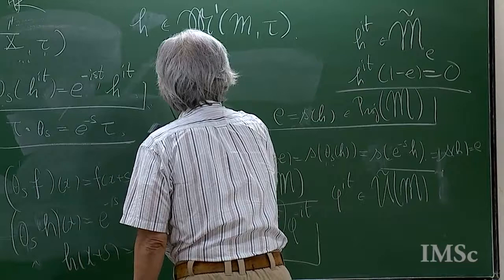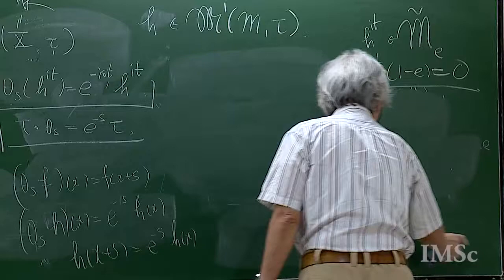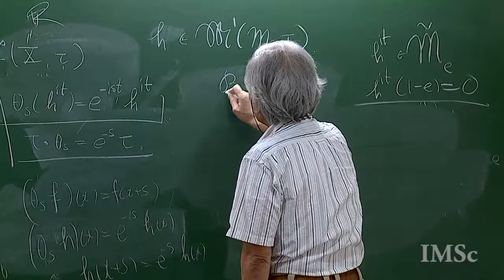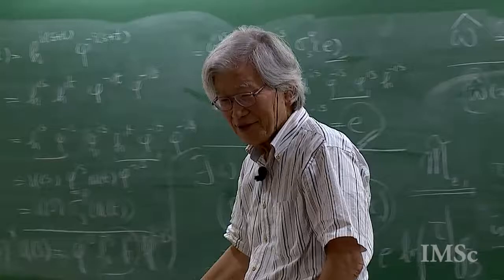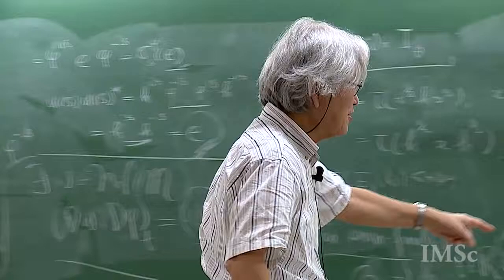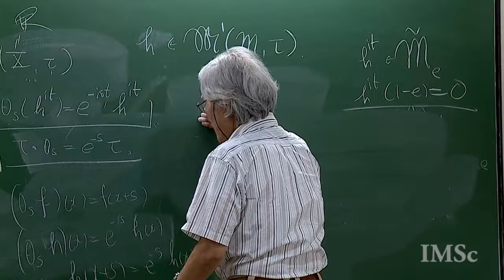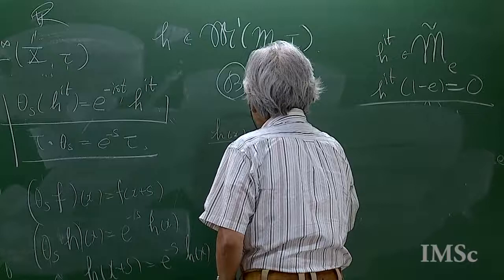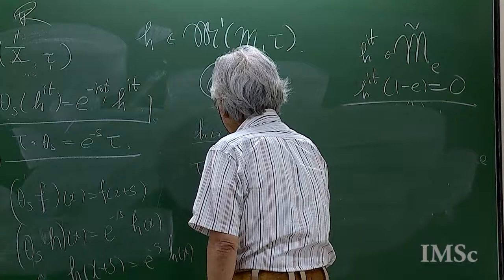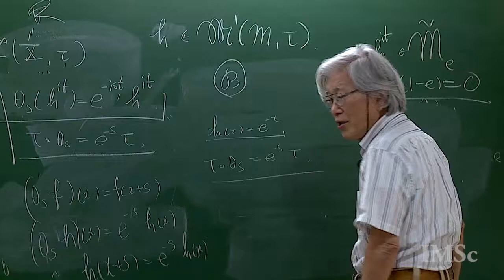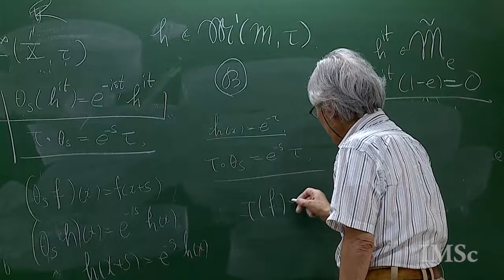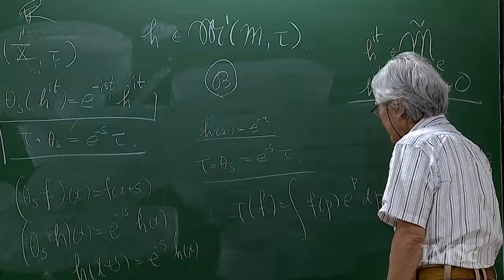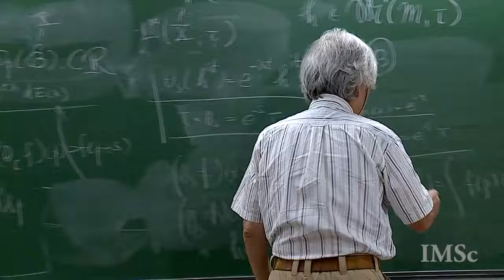So the von Neumann algebra you're considering, B, was indeed A. That's why I kept A. L infinity of the real line, indeed. And h is a function, h of x equal e to the minus x. Now, tau theta s equals e to the minus s tau. What is this tau? Tau of f then equals the integral of f of p e to the p dp, a constant times. Maybe I use a constant here.